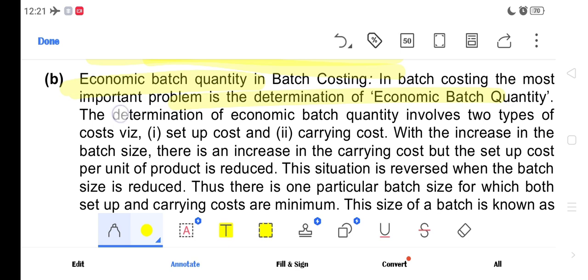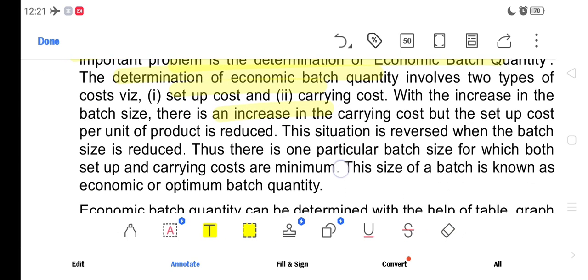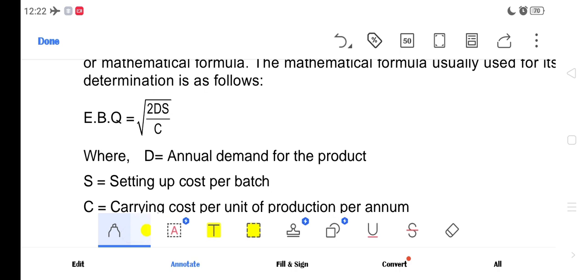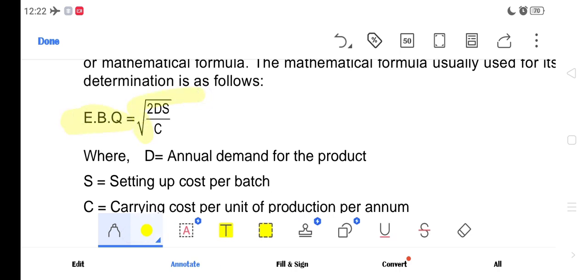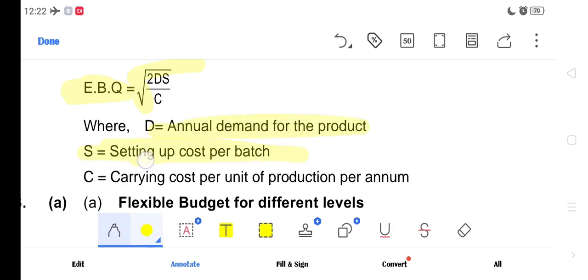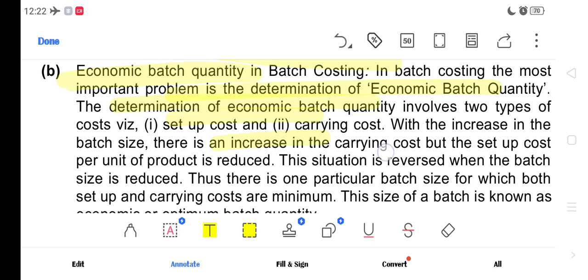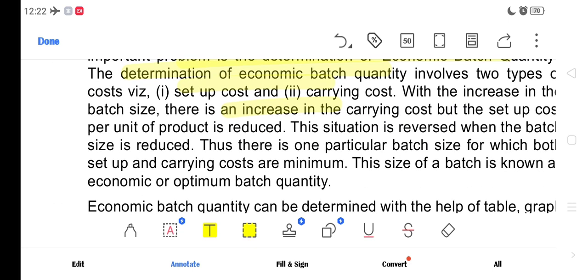He has written something theory about it, and here they have given EBQ, economic batch quantity, which means root over 2AO by C in material costing. Here it is 2DS by C. So they have given D means annual demand, and S means setting up cost, and C means carrying cost per unit per annum of production, right? So just look into this theory, guys. With this we have completed question number 2.